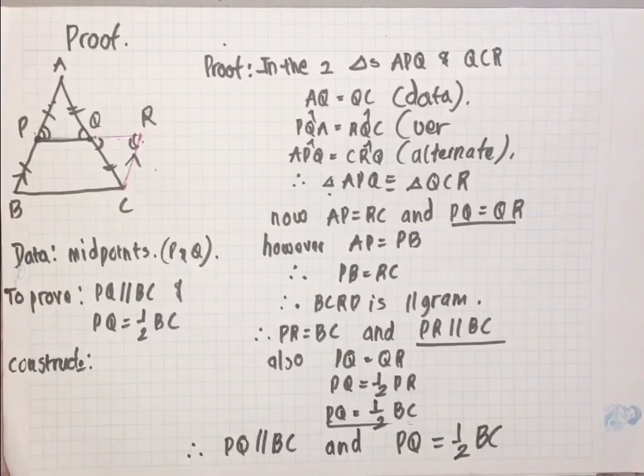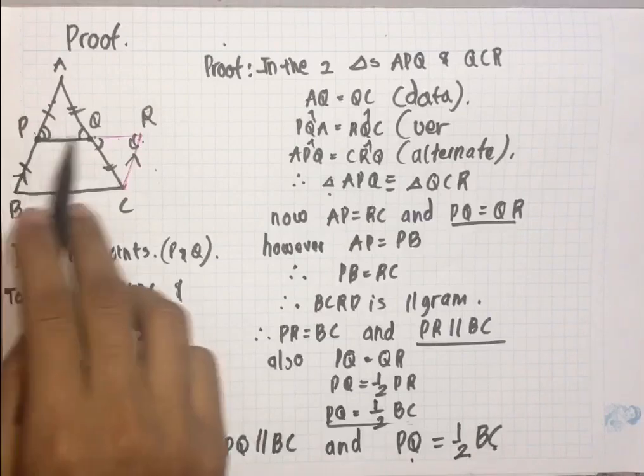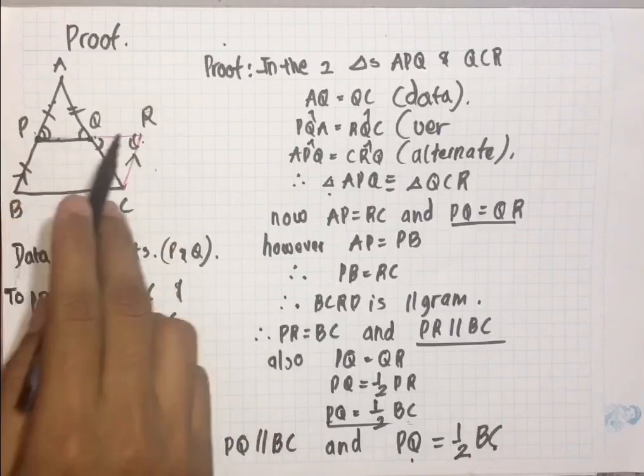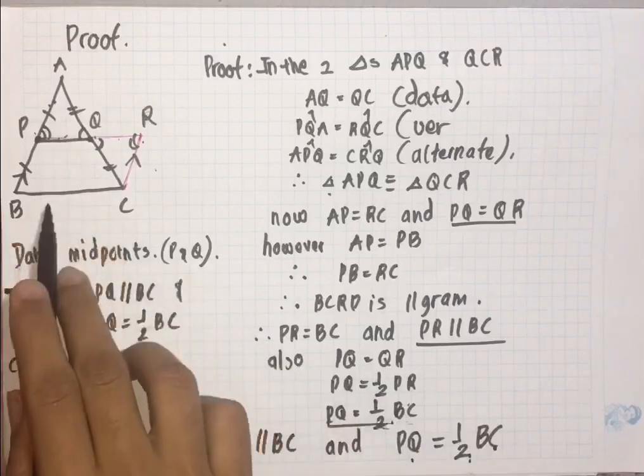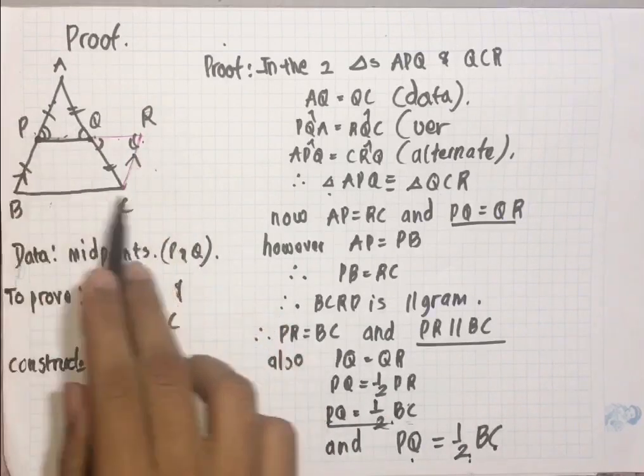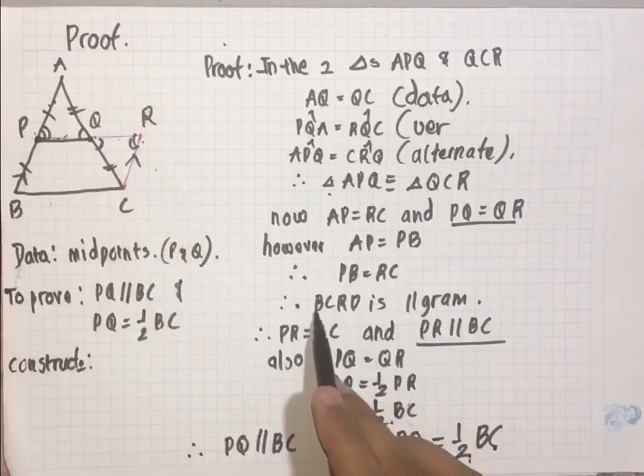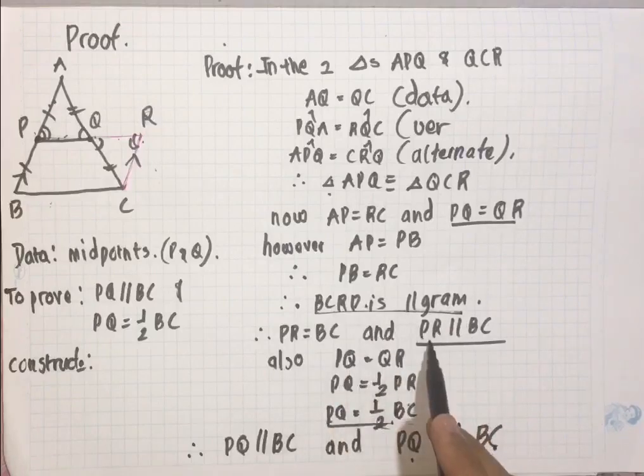Are you okay with this part? We have proved that it is equal to half the length of BC by taking this as a parallelogram, and since these two are equal, we said it is equal to half of BC. Is that clear? So already we proved that these two are parallel also. How? By considering this as a parallelogram. Since it's a parallelogram, we can say that PR is parallel to BC. Is that clear? Okay, the proving part is over.